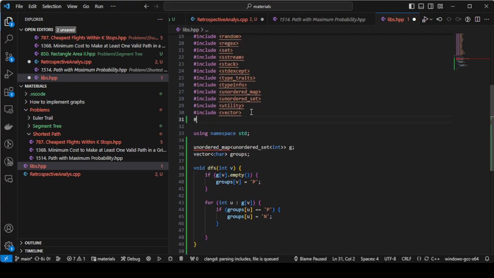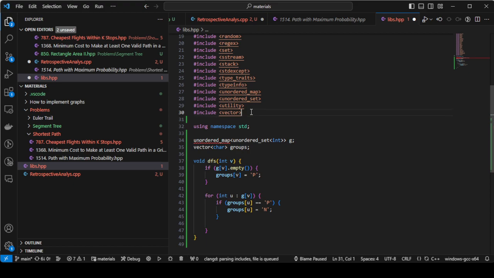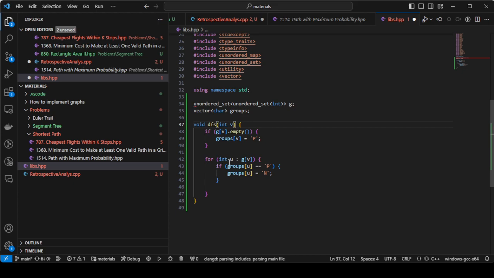Okay, include unordered map. Unordered map is already there. What happens? Unordered set, о господи. Okay, unordered set of unordered set. That's true. So, okay.